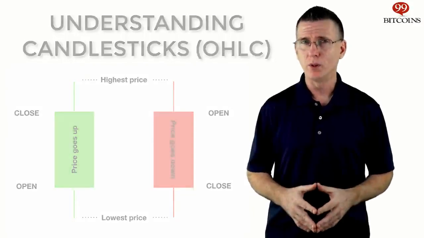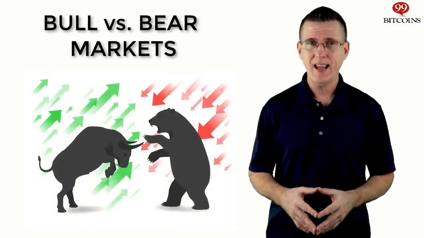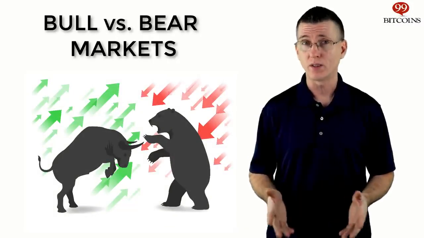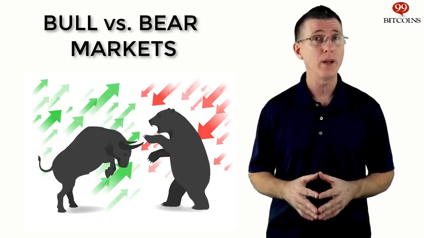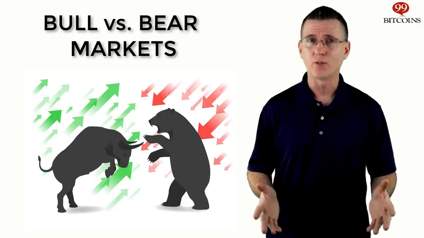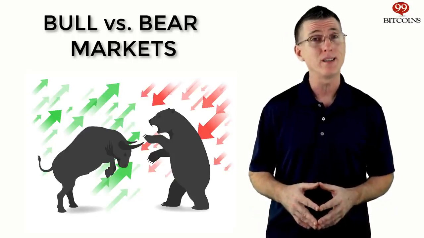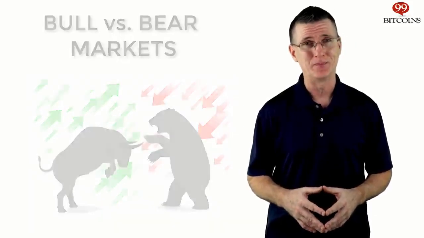So, what are bull or bear markets? These markets are named after these animals because of the ways they attack their opponents. A bull thrusts its horns up into the air, while a bear swipes its paws downward. So these animals are metaphors for the movement of a market. If the trend is up, it's a bull market, but if a trend is down, it's a bear market.